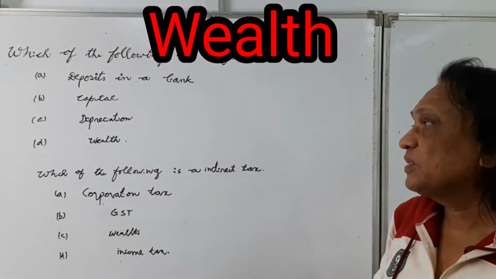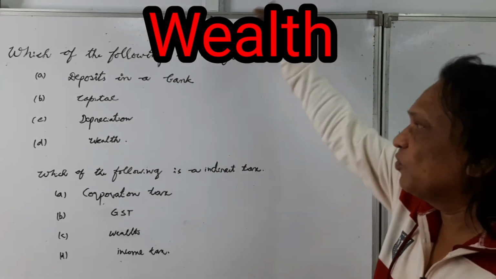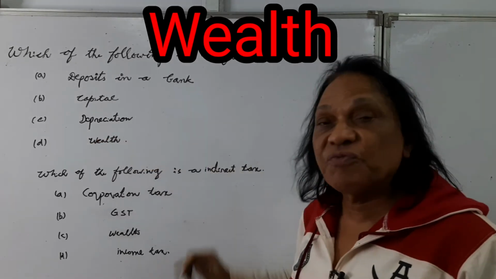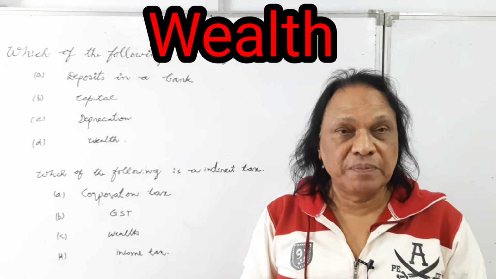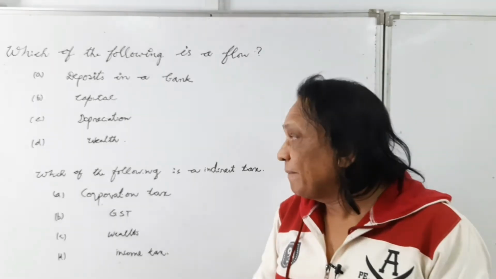You don't have to write all this, just write in this case which of the following is a flow. You just write depreciation is a flow concept because it is measured over a period of time, maybe a year. Let's go to the next one.